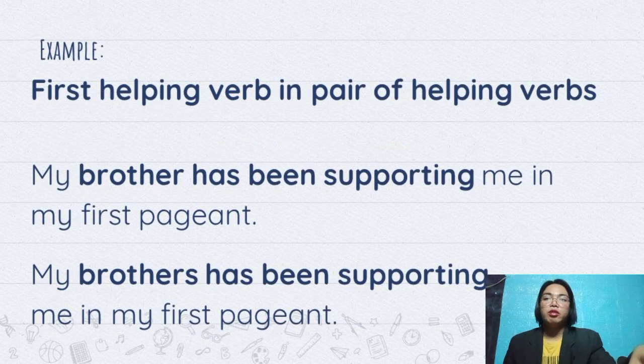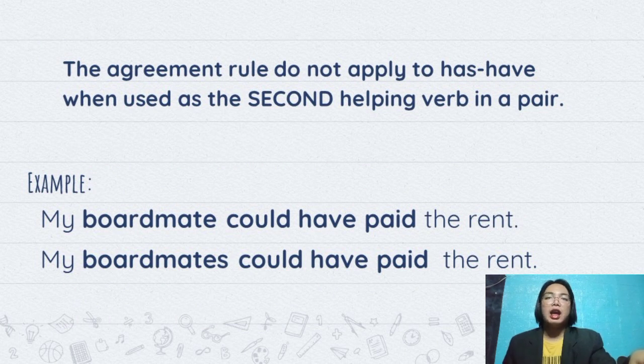And here's another example of the first helping verb in a pair of helping verbs. My brother has been supporting me in my first pageant. My brothers have been supporting me in my first pageant. The first one is singular and the second one is plural. The next one is the agreement rule does not apply to has, have when used as the second helping verb in a pair. And here's the example. My boardmate could have paid the rent. And another one is my boardmates could have paid the rent.